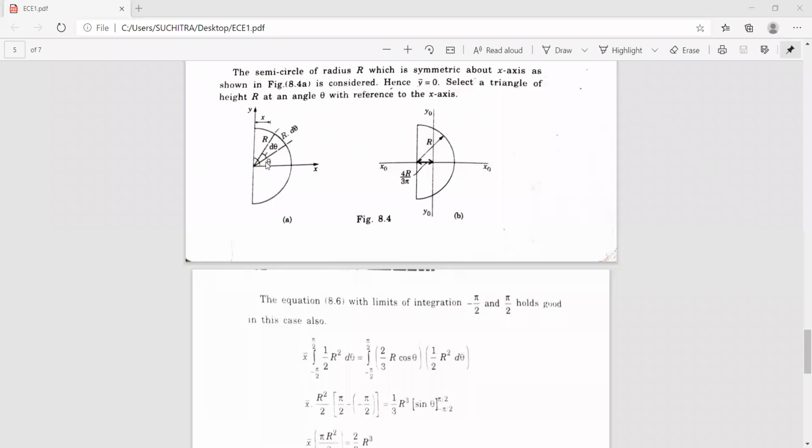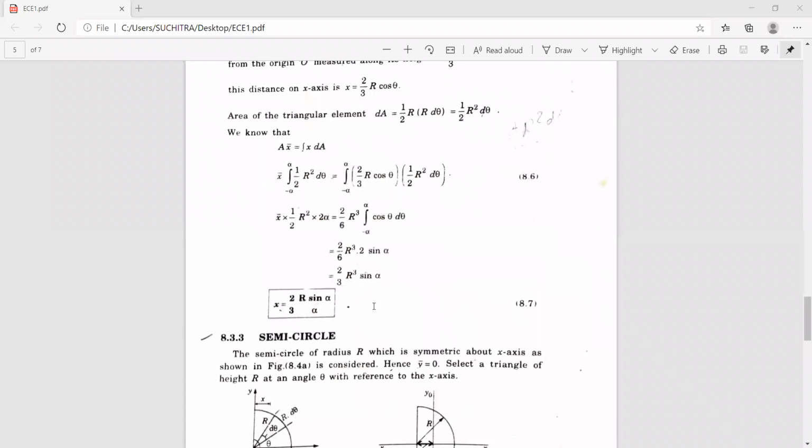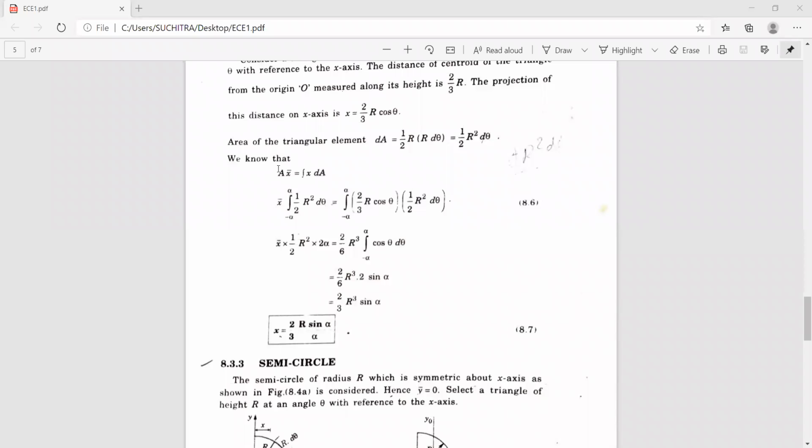Now here, in the case of the semicircle, we have to consider the limits of integration as minus pi by 2 and plus pi by 2. First, what we have to calculate is, we know that A x bar is equal to the integral of x dA. Because the given semicircle is symmetrical about x-axis, y bar is 0, hence we need to use this equation.